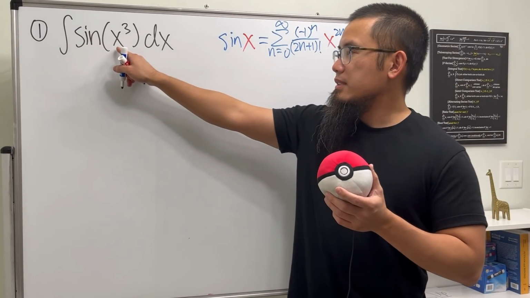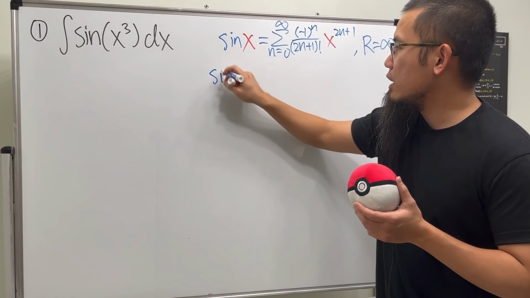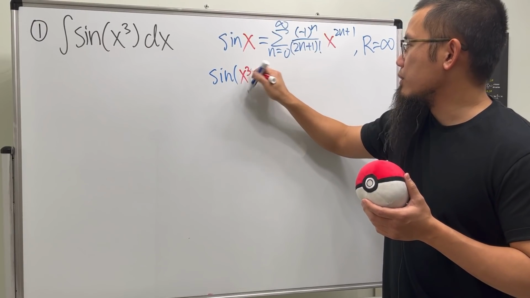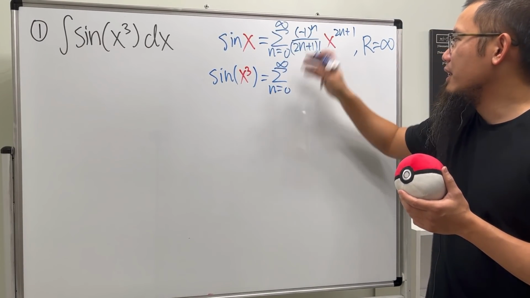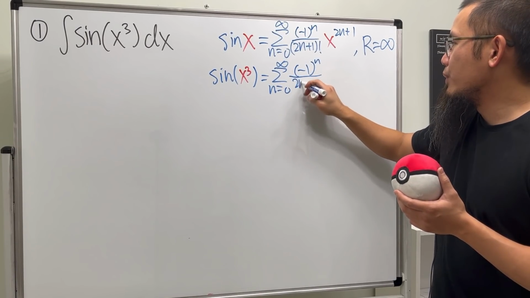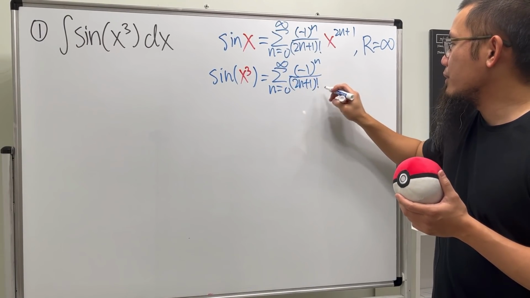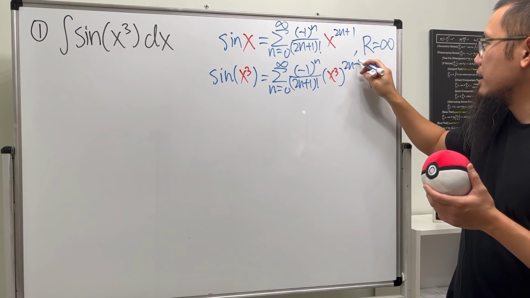Here we have the sine of x to the third power. So let's just go ahead and plug that in. So inside here, we just have x to the third power, and of course do the same thing here. So we have the series as n goes from 0 to infinity, and then just write this down again. -1 to the nth power over 2n plus 1, factorial that, and then this is x to the third power, and then raised to the 2n plus 1.